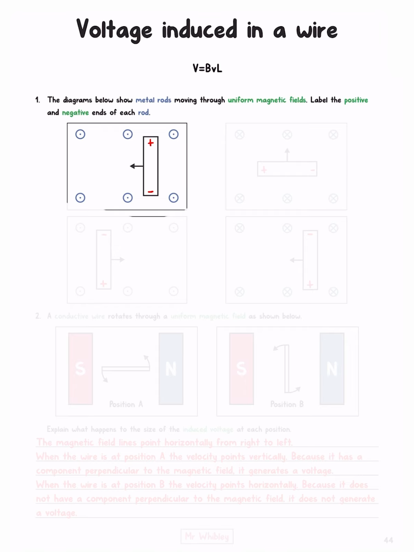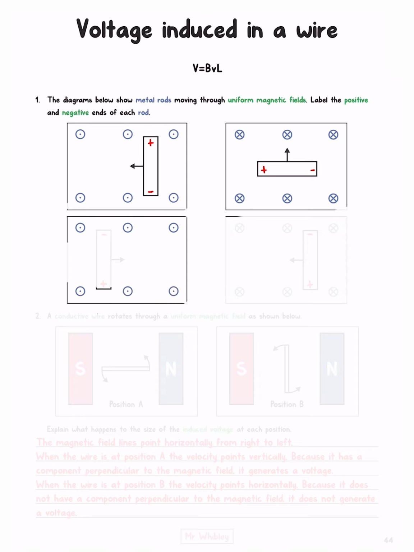In our next example, our field is going into the page, and our rod is moving upwards. Once again, taking our right hand, putting our fingers into the page, and pointing our thumb upwards, our palm faces towards the left, which is the direction that positive charges are forced, and so the other end must be negative. For our next example, our magnetic field is going out of the page, our rod is going towards the right, pointing our fingers out of the page, and our thumb towards the right, our palm faces downwards, which means the bottom end must be positive, and the top end must be negative.